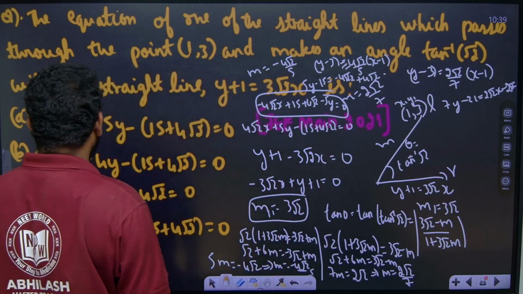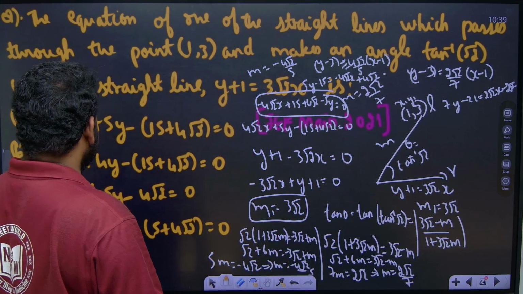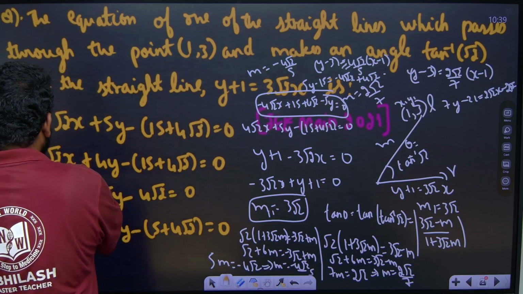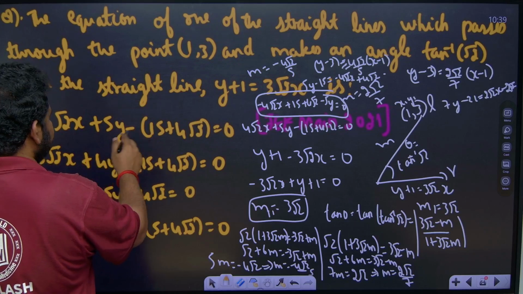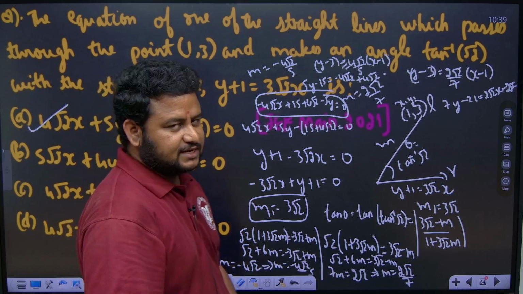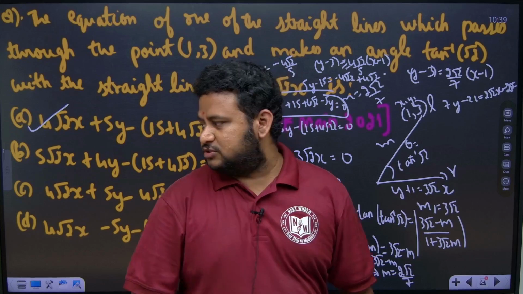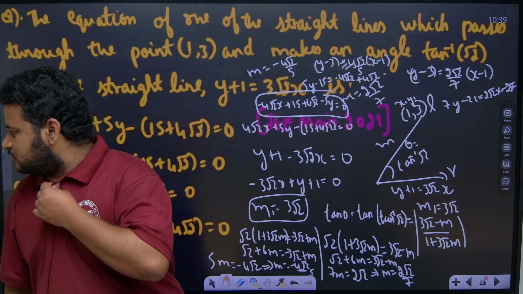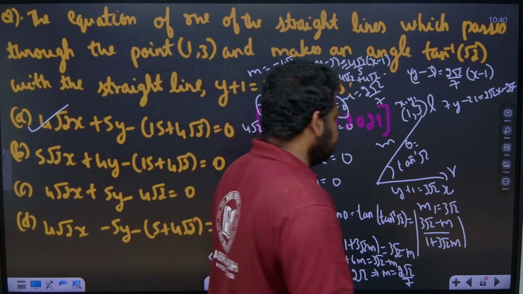So this will become 4 root 2 x plus 5y minus 15 plus 4 root 2. That is the answer, 4 root 2 x plus 5y. The answer is option A. Option A is the correct answer. You have to be very careful while selecting the option. Is it clear, friends? Let us move to the next question.